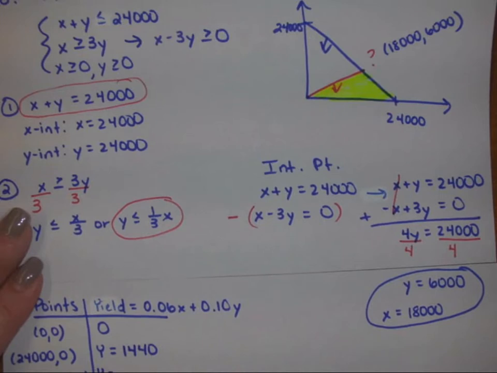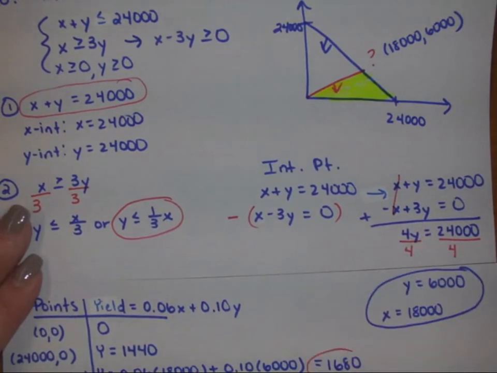And then here I'm going to write this one out. This would be 0.06 times the 18,000, plus 0.10 times the 6,000. So 0.06 times 18,000 plus 0.10 times 6,000 is 1680. Okay, so this is going to be your sweet spot for the investment, right?